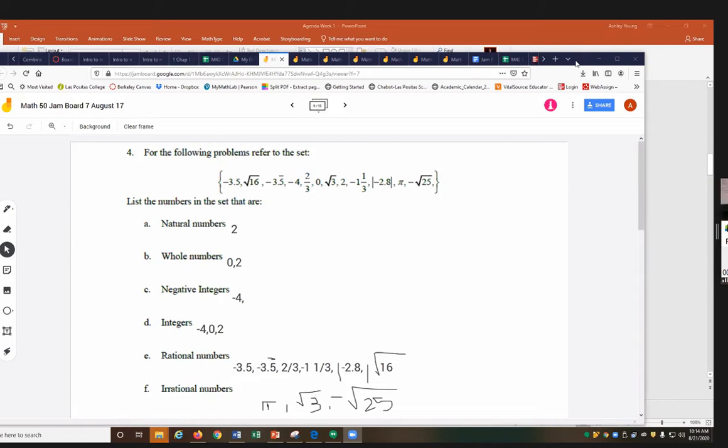Good. For whole numbers, we put 0 and 2. Would we also put square root of 16 as well? You betcha. Great. Negative integers. The negative integer is -4, I think. Yeah, a number less than 0. But there's also another one, and when you simplify them, same as you simplify 16, it's 4.